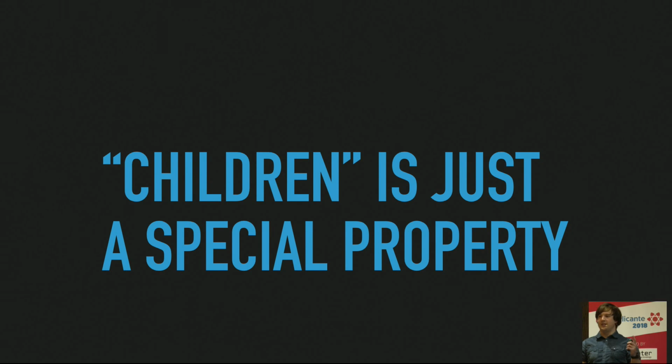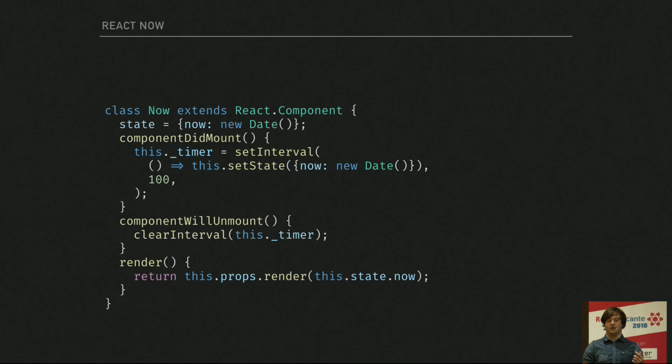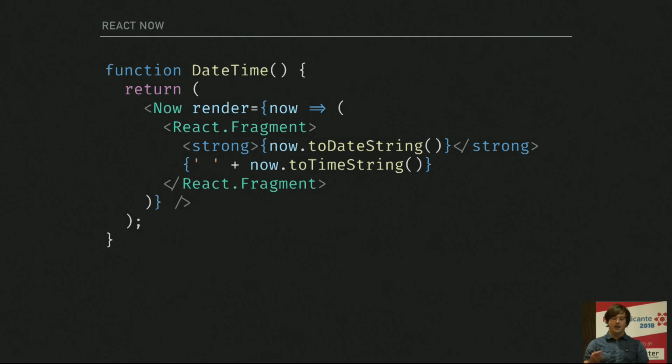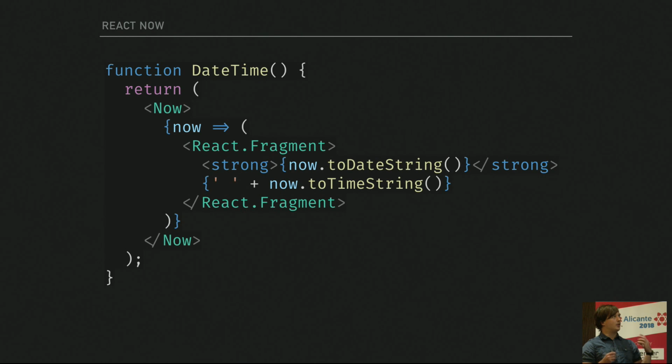So the next thing, just a final note on this area, is that children is just a special property. So I don't have to give it a named property called render. I can literally just replace the word render with children when I define the component. So instead of render here, I have children. And then when I call it, instead of passing in a property called render, I can just directly pass the children a React component.